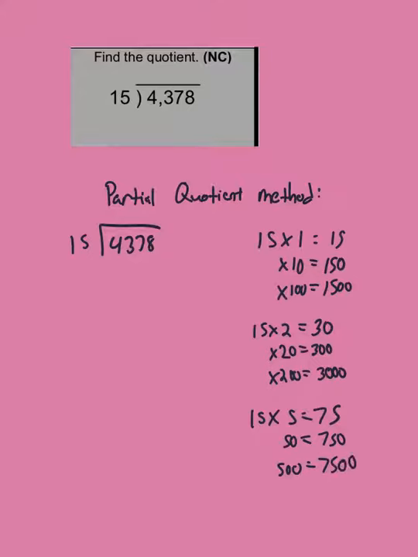So I'm looking, now you don't have to use just these 9 facts, but these are a good place to start. So I'm looking for the biggest one without going over that, which if I'm looking here would be 3,000. So I'm going to use this fact down here to start. So I know 15 can go into 4,378 at least 200 times, which is 3,000. And I'm going to subtract, get 8, 7, 3, 1.